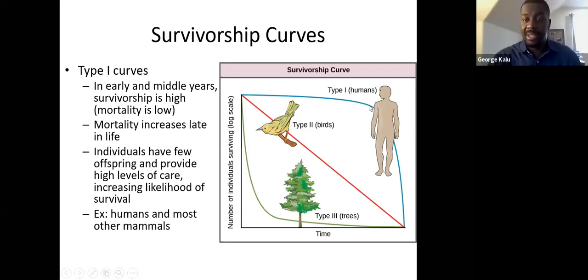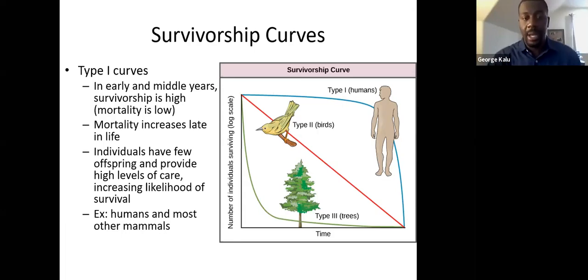So as we get to later on in life here, we can obviously see that survivorship is going to decline very drastically. And so this tells us that individuals who exhibit type 1 curves are individuals that produce very few offspring, but provide very high levels of care. They provide lots of care to their offspring, which allows them to survive during the early and middle years. And then as they get older, they just kind of get old and then they die.